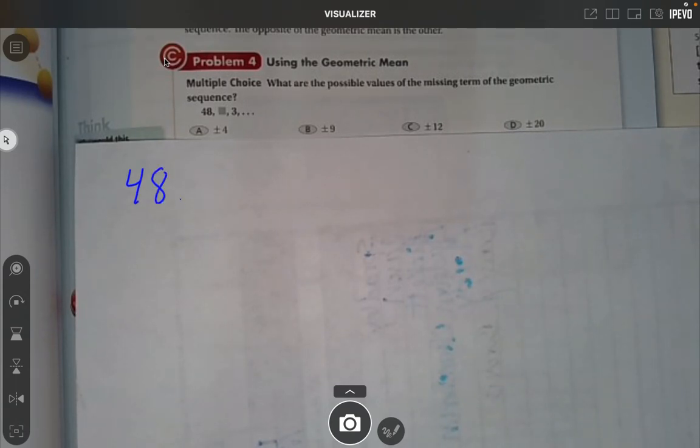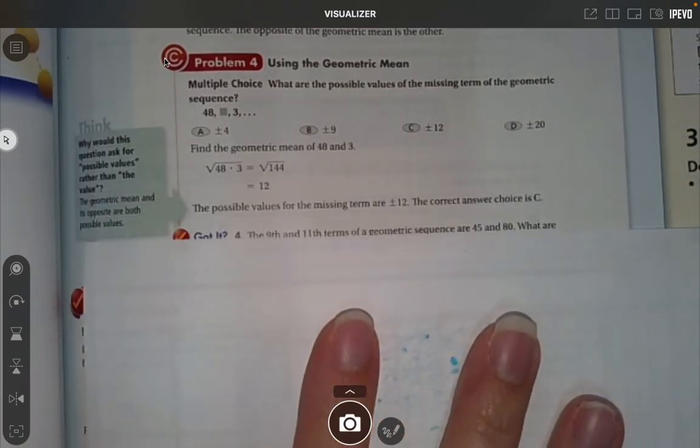So 48, and it could be either one of those, and then 3. Okay, that's what you're saying, to get to your pattern. Because you could be dividing by 4 every time, or you could be dividing by what? Negative 4 every time. Anyway, so that's kind of weird. Now notice I said 4 and negative 4, but it's looking for the possible terms. Your answer is C. Is everybody good with that? Yeah? That one should be simple.